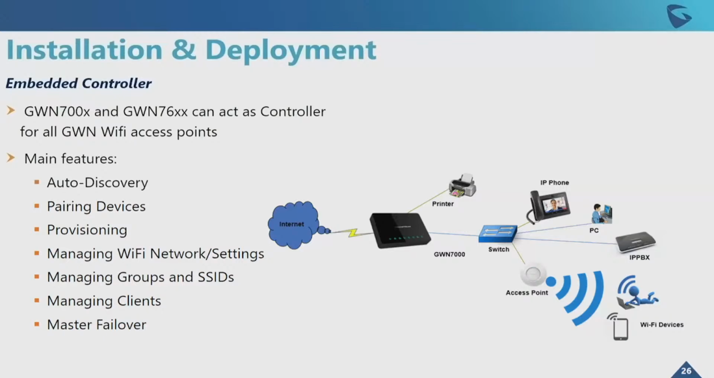Simply go to the Access Points submenu in the web interface and click on the Discover Devices button. From there, the GWN will send out broadcast messages to try and discover other GWN access points on the same broadcast domain. To pair it, you just click the pair link next to each access point that you want to pair, and it will automatically start to provision that access point.